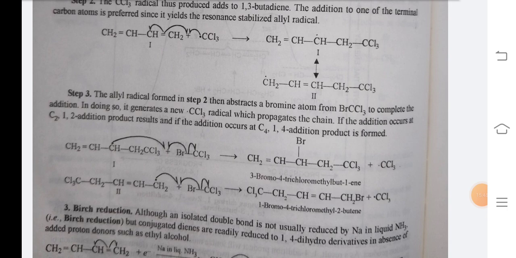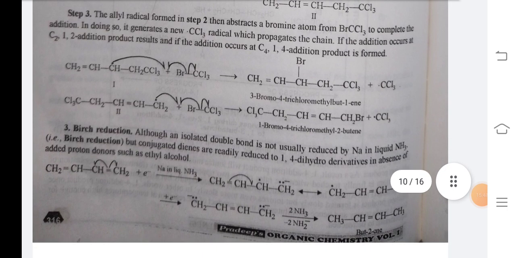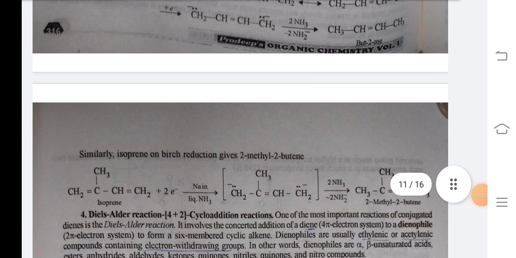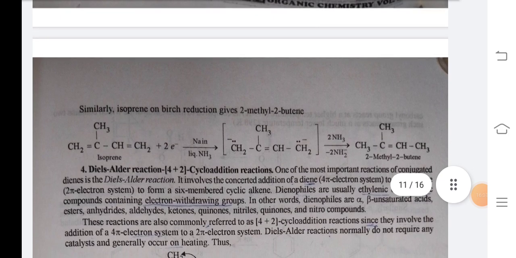Birch reduction. Although an isolated double bond is not usually reduced by sodium in liquid NH3, conjugated dienes are readily reduced to 1,4-dihydro derivatives in the absence of added proton donors such as ethyl alcohol. Similarly, isoprene on Birch reduction gives 2-methyl-2-butene.